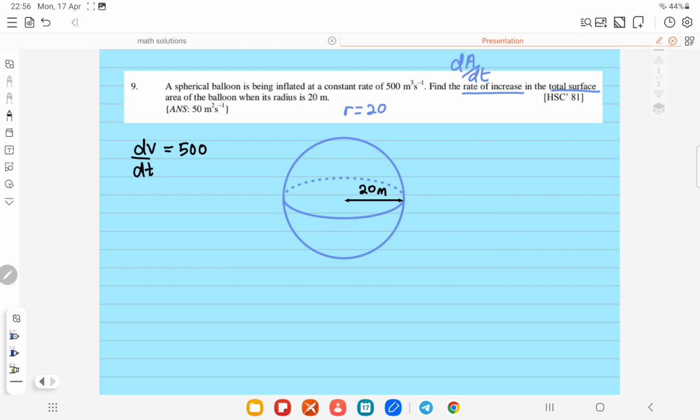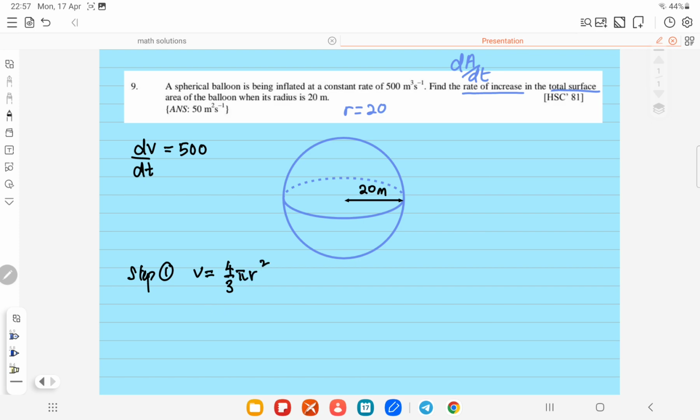Now when we are given dV over dt, we are talking about the volume as well. Since the shape of the balloon is a sphere, we have to relate it with the volume of the sphere. Step 1: the volume of the sphere V equal to 4 over 3 pi r cube.